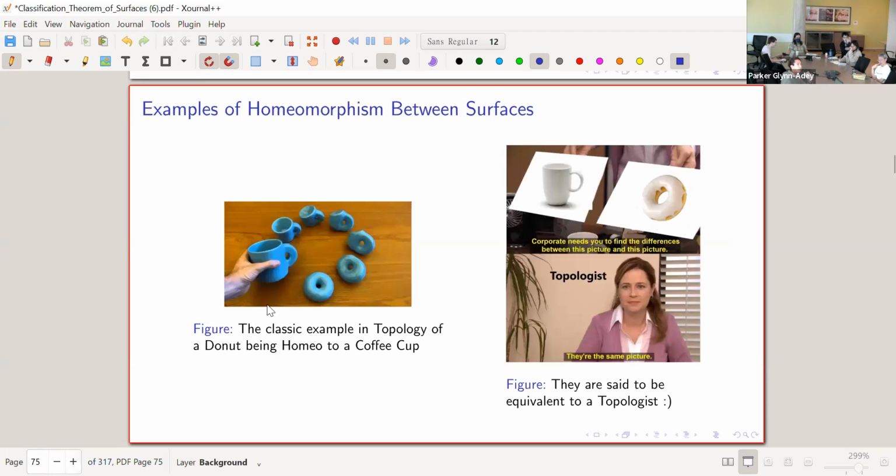So here's the classic example. It's the donut to a coffee cup homeomorphism. So again, the points are still connected in the same way. Again, we did change the geometry of the surface, but you could probably see how you could deform the coffee cup into the donut, right? So their topology must be the same. So this is an example of a homeomorphism.